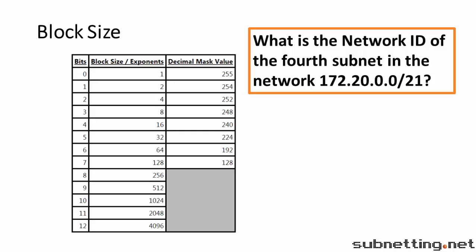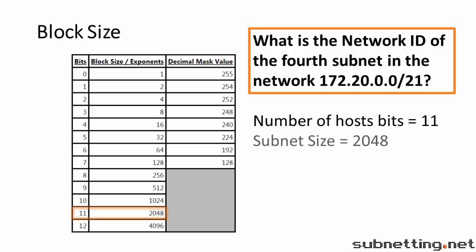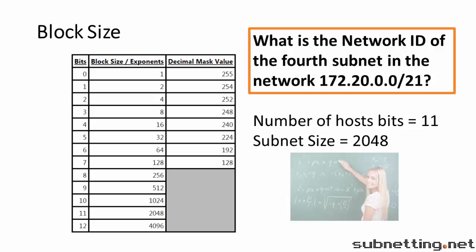The number of host bits is 32 minus 21 equals 11. 11 host bits tells us that our subnet size is 2048. So now that we know the subnet size, we just need to multiply 2048 by 3 to get the starting IP address of the 4th subnet. Note we multiply by 3 because we're already at the first subnet, so we want to find the 3rd subnet after the starting subnet. Now the math is probably bringing back painful memories of lesson 3. But let's trudge through it anyway.